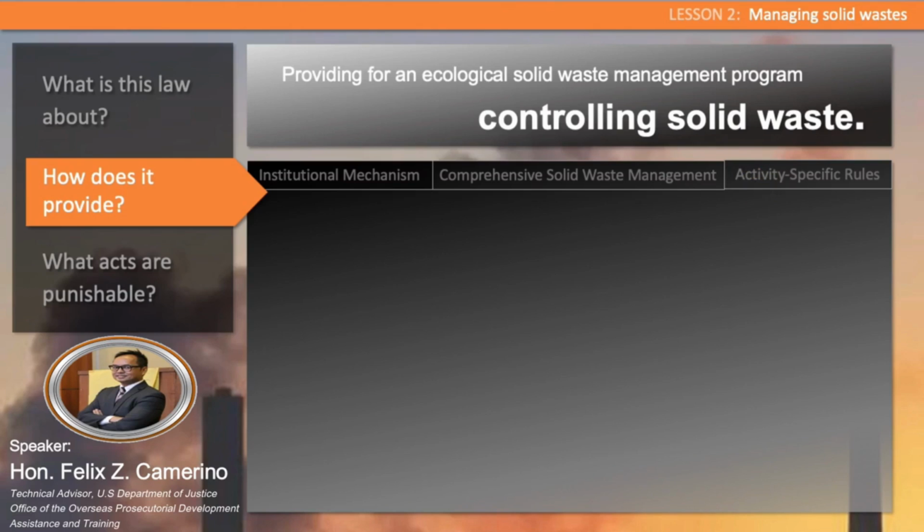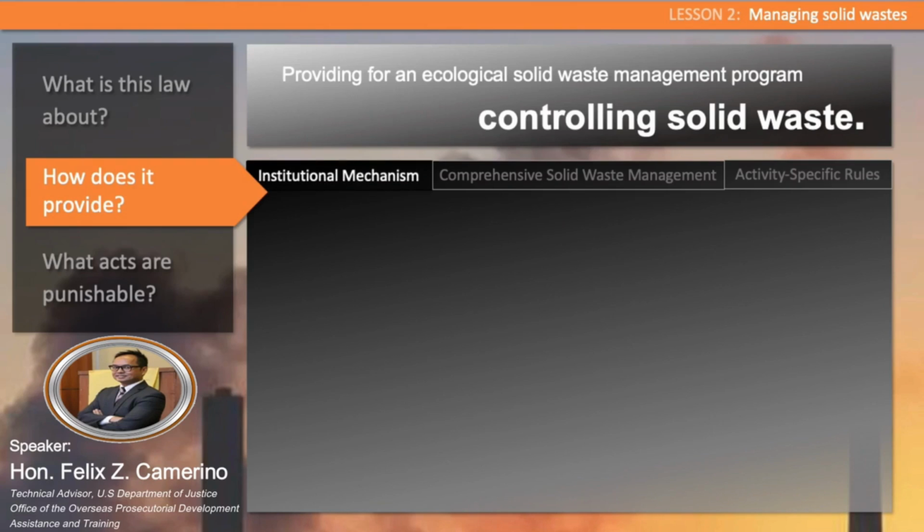So we'll look at each one of these activities and what rules this law provides so it can be effective at controlling solid waste. Okay, so that said, let's proceed. Let's begin to focus our attention on the first one, on institutional mechanism.